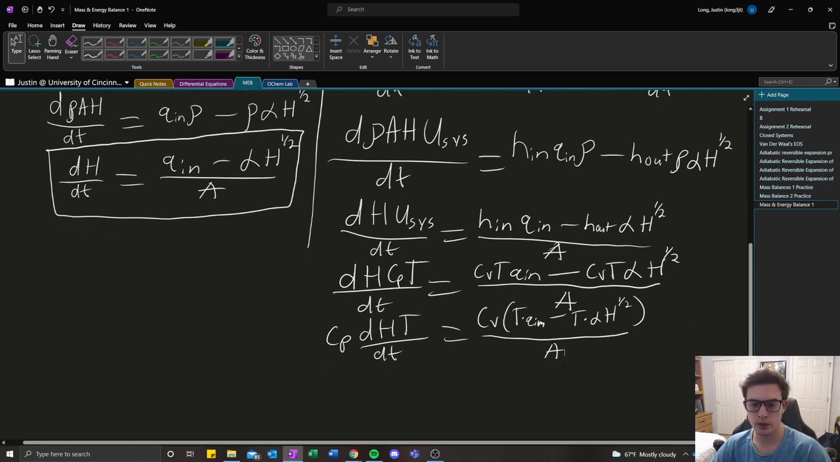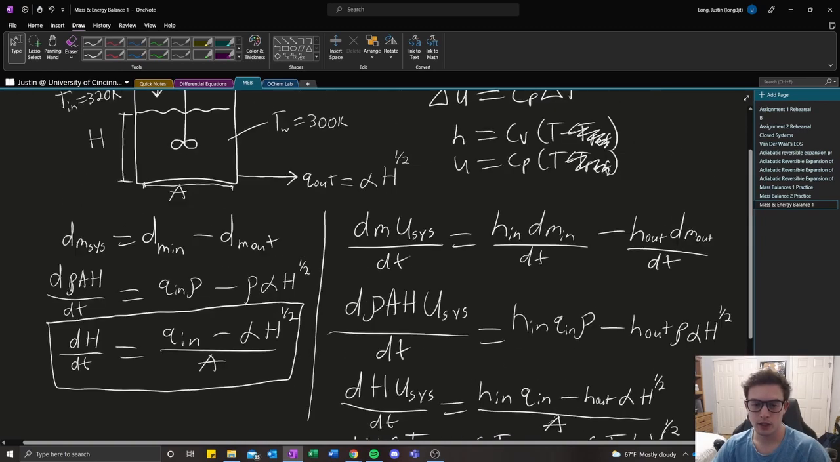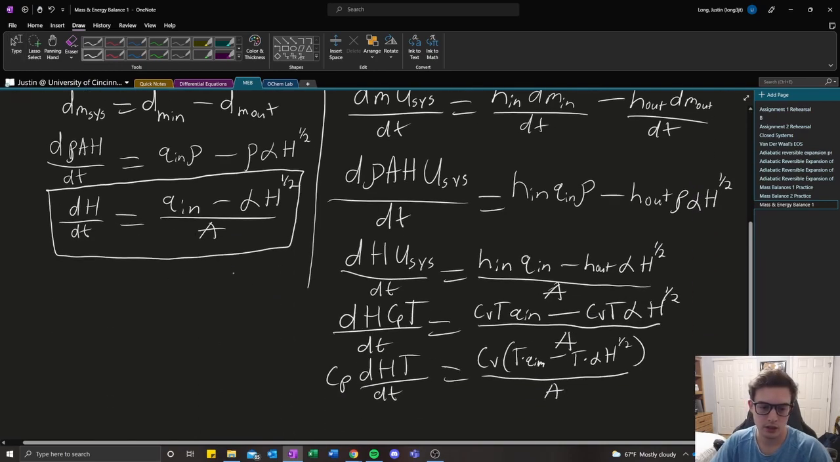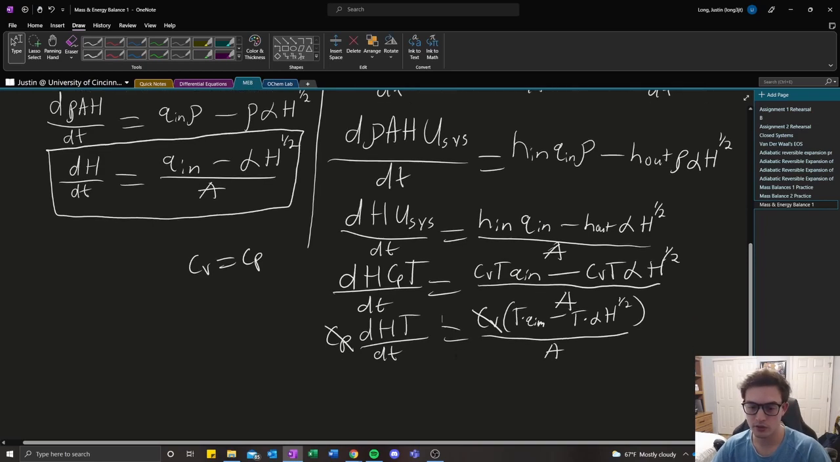All right, so we also need to recognize that for the liquid in our system, the difference between the specific heat and the heat capacity is going to be negligible. So we're going to just set them equal to each other, and that will allow us to cancel these two out. And so we're left with this.